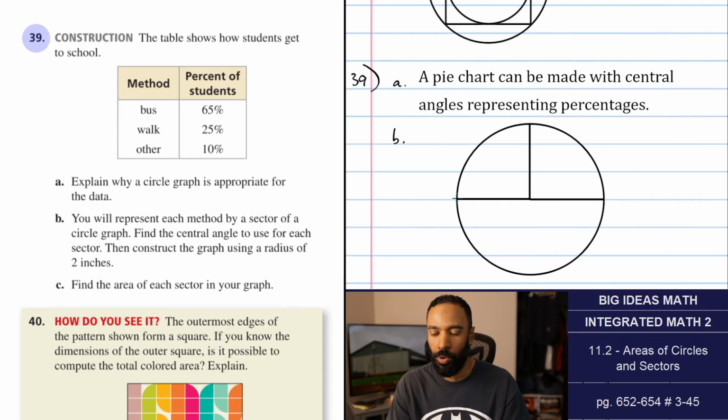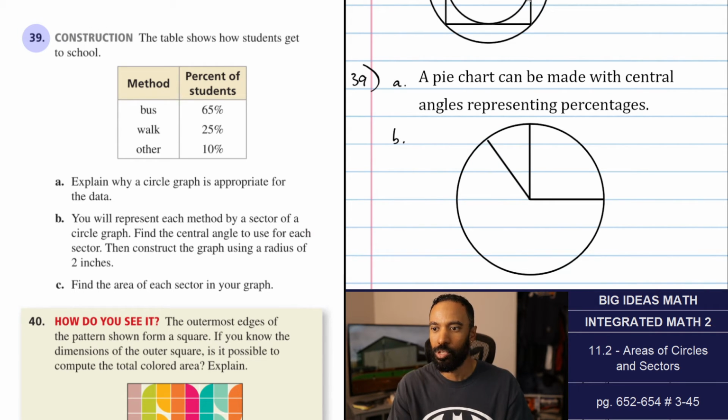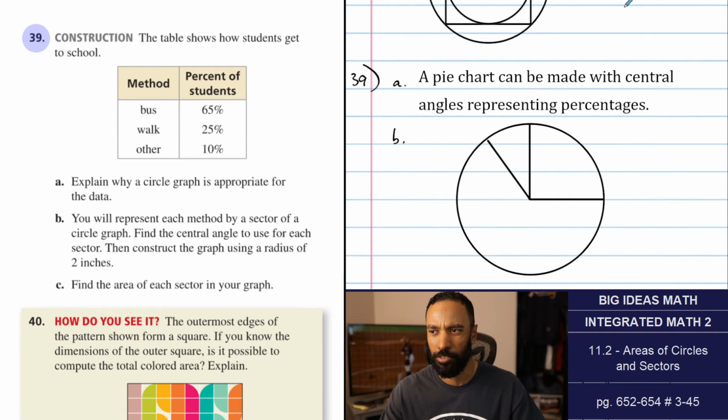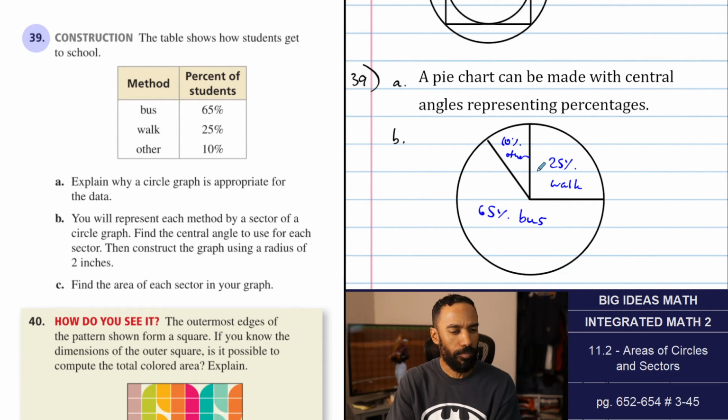So here's a quarter, and 10% might be something like that. So 65 can be everything else. It's hard for me to imagine what that's supposed to look like, but now I'm going to come up with it. So 25% walk, 10% other, 65% bus. It's a lot of bus business.